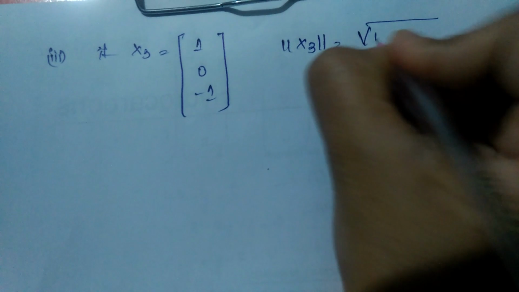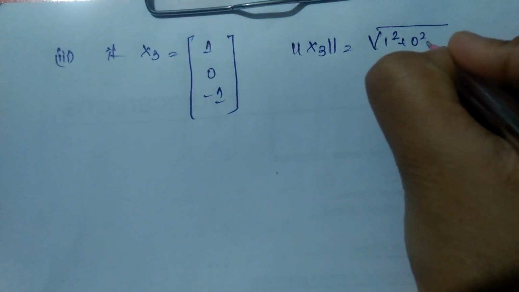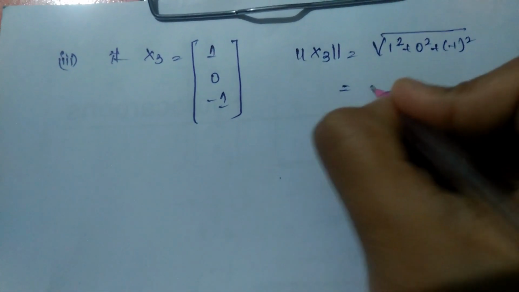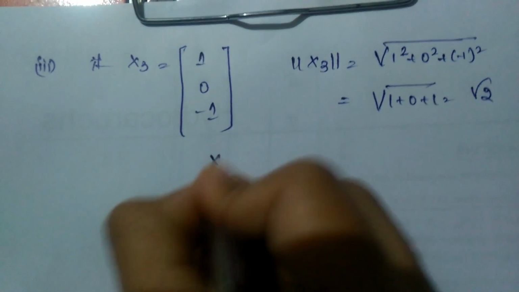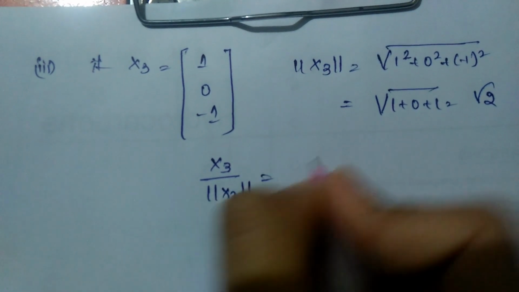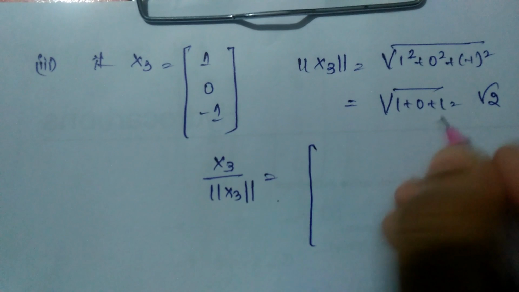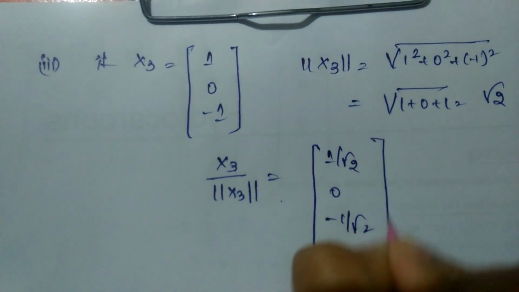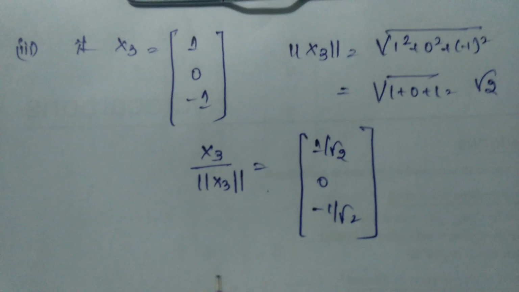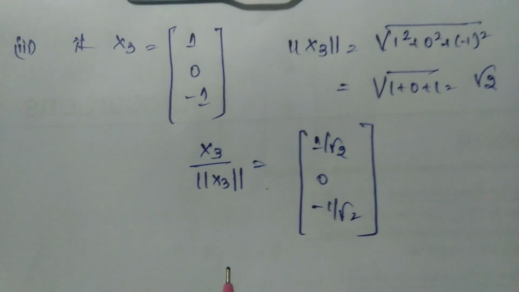Finally, if x3 is equal to the third eigenvector, we got it as 1 0 minus 1, then norm x3 comes as under the root of 1 square plus 0 square plus minus 1 whole square, that equals under the root of 1 plus 0 plus 1 equals root 2. This is norm x3. Then x3 by norm x3: each element is divided by root 2, so 1 by root 2, 0 by root 2 is 0 and minus 1 by root 2. So we got x1 by norm x1, x2 by norm x2 and x3 by norm x3.